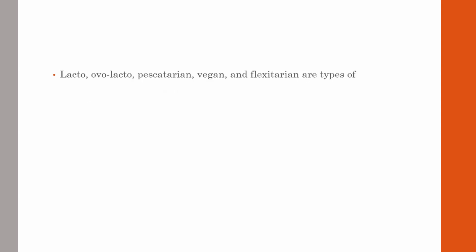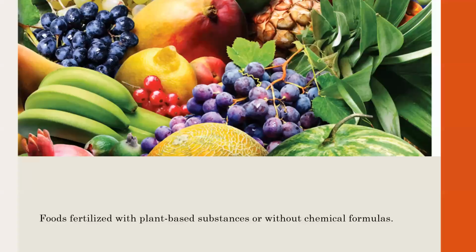Lacto, ovo-lacto, pescatarian, vegan, and flexitarian are all types of vegetarian diets. Foods fertilized with plant-based substances or without chemical formulas are known as organic.